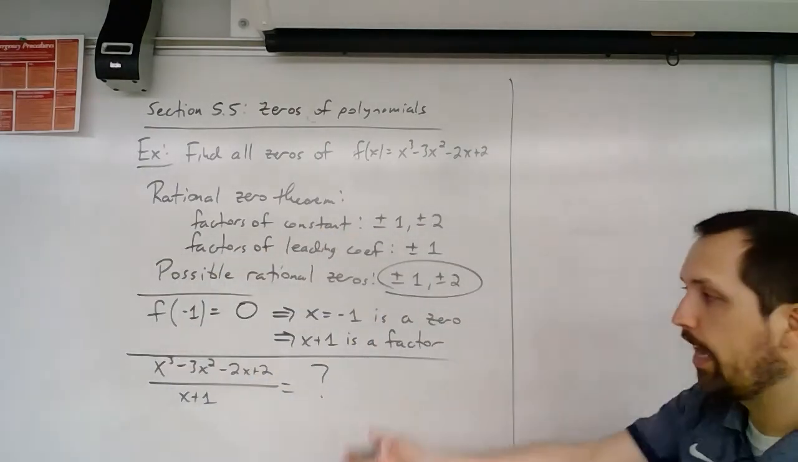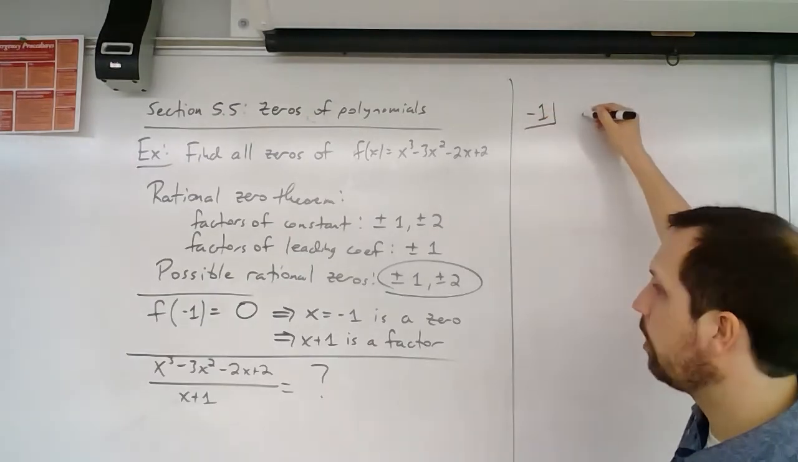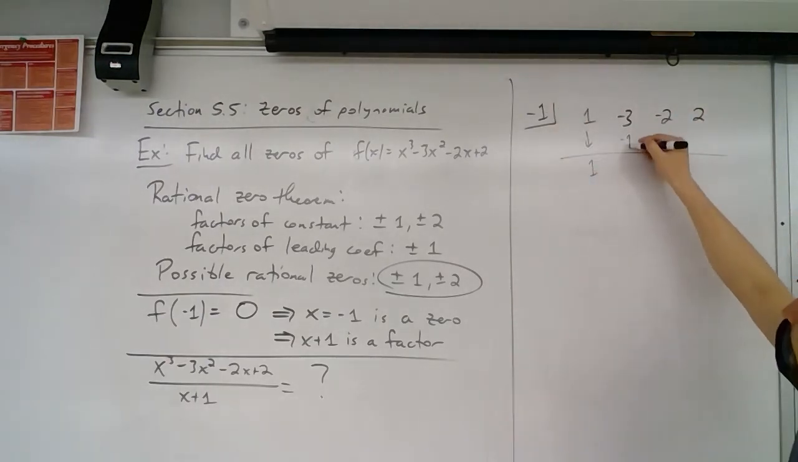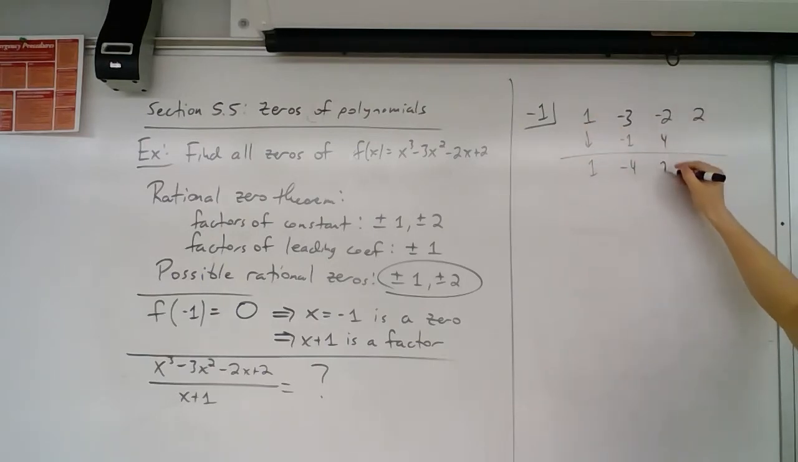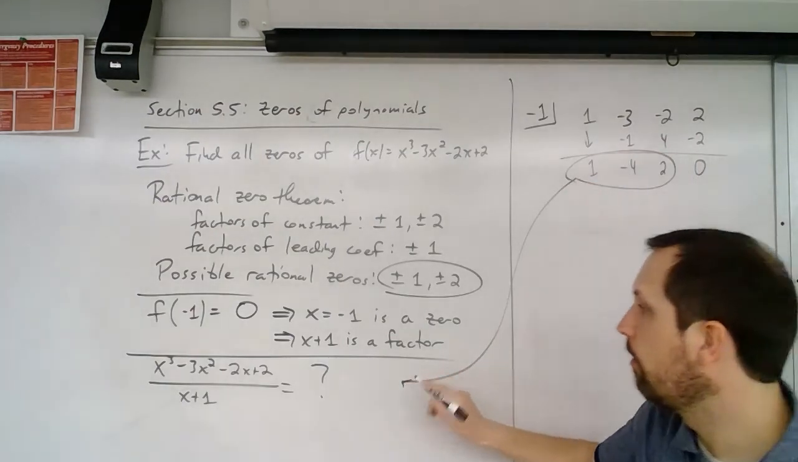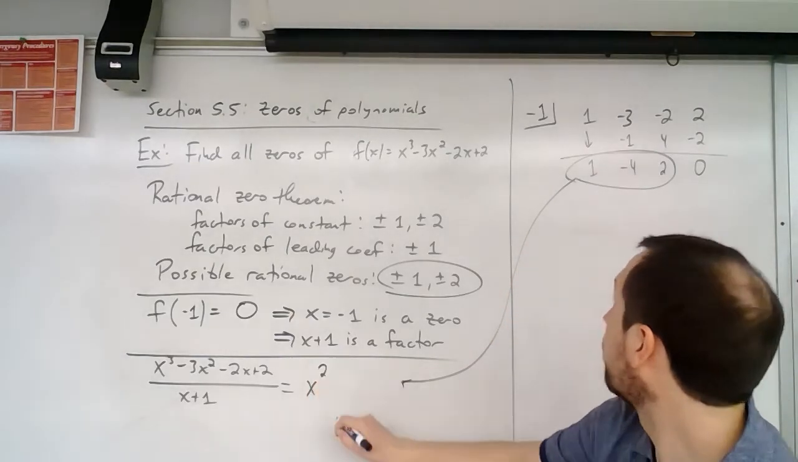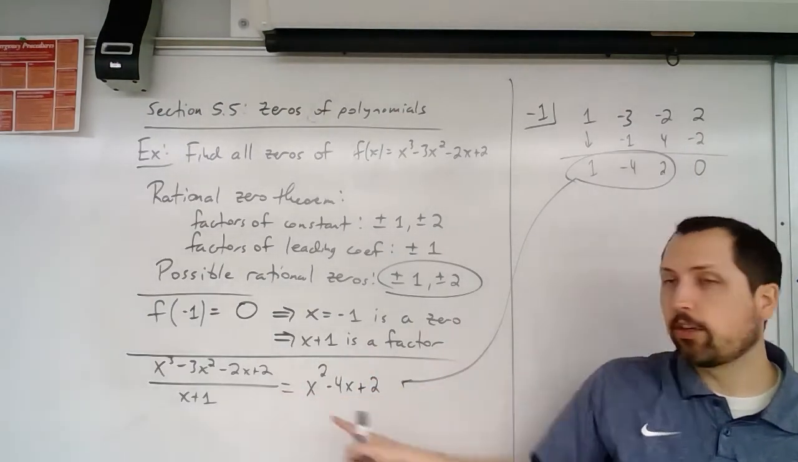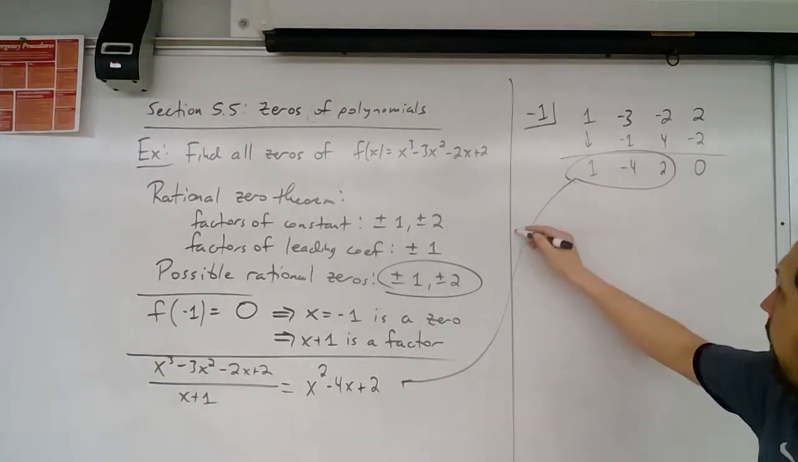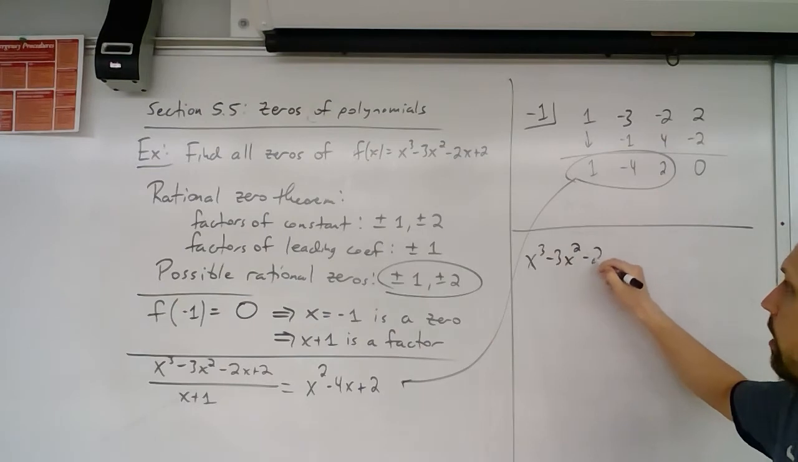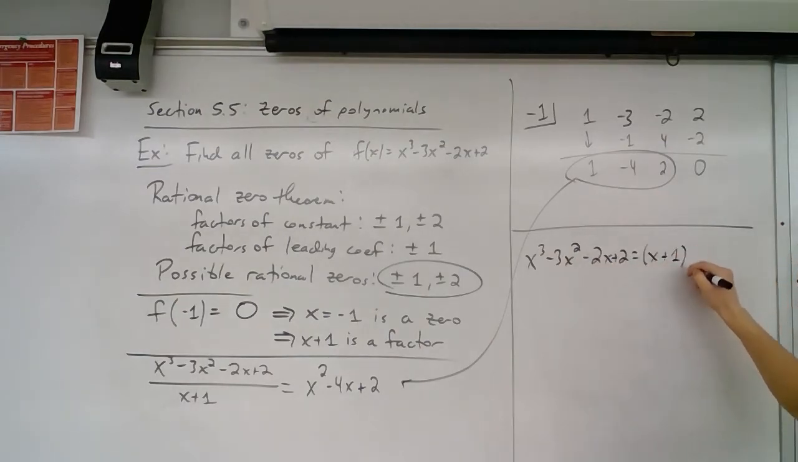I'm going to use synthetic division. We put -1 in our box. We have our coefficients of 1, -3, -2, and 2. We bring down the first number, we multiply, and then we add, and then we multiply, and then we add, and then we multiply, and then we add. These numbers form the coefficients of our quotient. So we have x squared minus 4x plus 2. If we write this in factored form, x cubed minus 3x squared minus 2x plus 2 is equal to x plus 1 times x squared minus 4x plus 2.